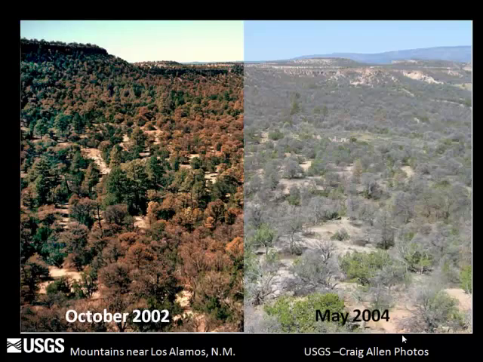This is a picture that Craig Allen of the USGS took near Los Alamos, showing the dieback shortly after it occurred in 2002, which was a drought and beetle-induced dieback or mortality event. And then again, almost 2 years later, showing the needle fall.